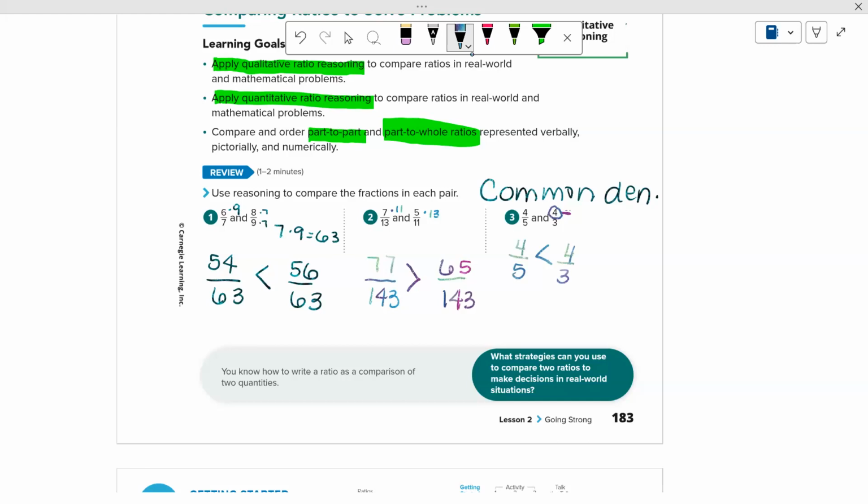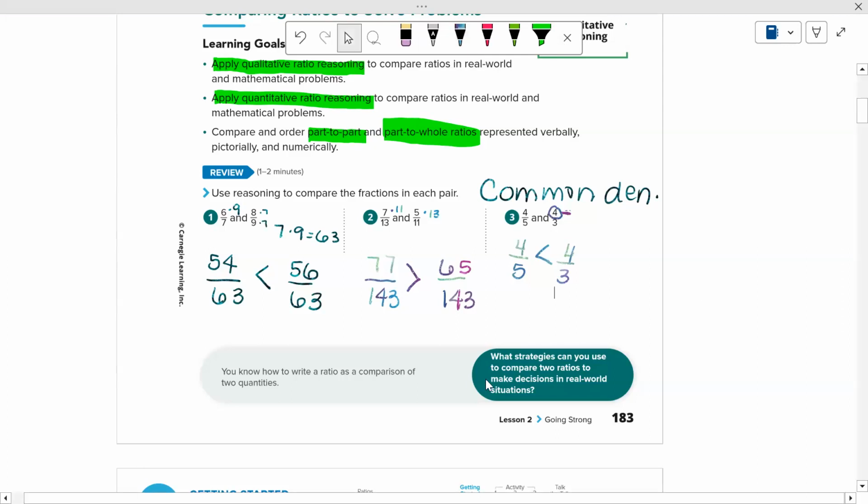What did we do here? We simply found equivalent ratios. We found equivalent fractions. If we were to simplify 54/63 by the greatest common factor, we would end up with 6/7. And if we were to simplify 56/63, we would get down to 8/9. So we're just making equivalent fractions or equivalent ratios. And that's going to be a really big skill moving forward in this unit and moving forward in math.